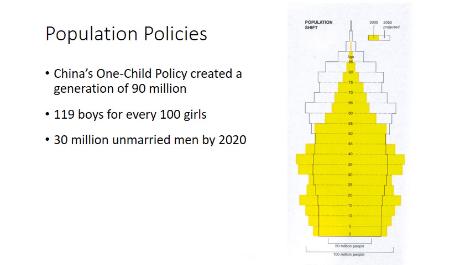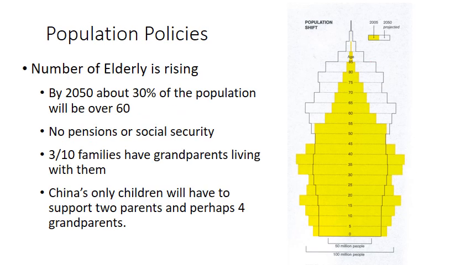You may remember that China's one-child policy created a generation where boys outnumbered girls, and projected by 2020 there would be 30 million unmarried men. So you see here the yellow is the initial 2005 population pyramid, and this is the projected 2050. And you see a significant aging of the population. By 2050, about 30% of the population will be over the age of 60.